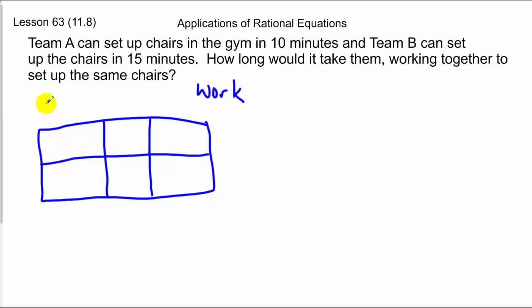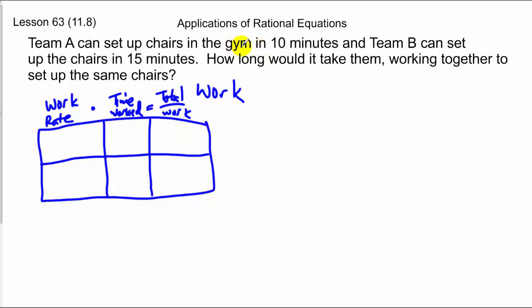First column, I always like having a work rate, or how much of the job that gets done per unit of time. The second, I need the time worked. And in the third, I want the total work. Just so happens that the work rate times the total time worked gives me my total work.